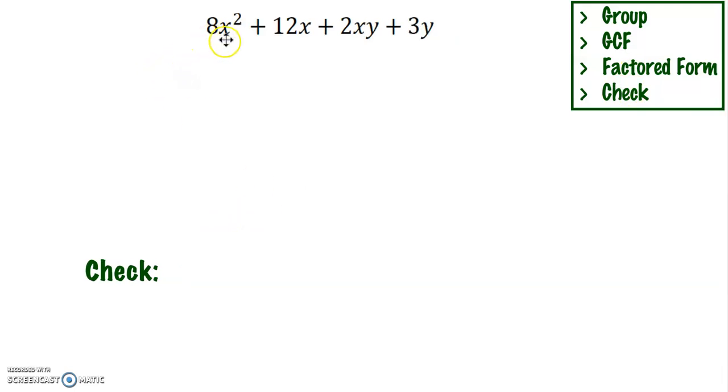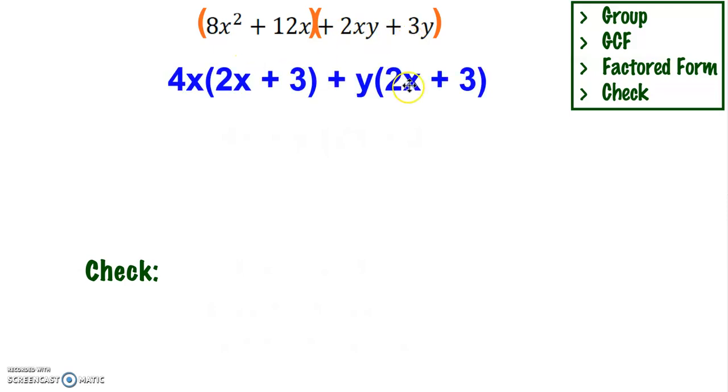So we're starting with 8x squared plus 12x plus 2xy plus 3y. I need to group first. Now look for the greatest common factor. From 8 and 12, I can pull out a 4. From x squared and x, I can pull out an x. From 2xy and 3y, I can only pull out a y.